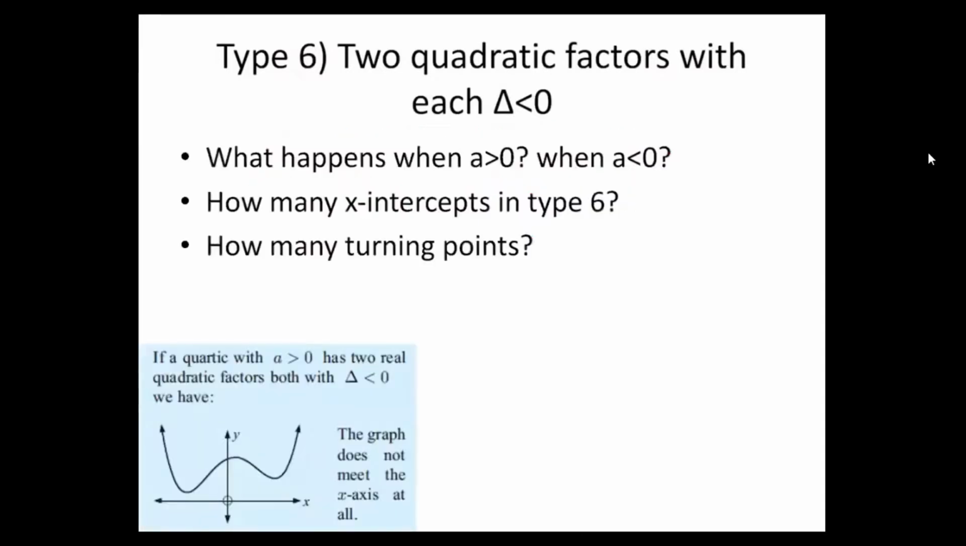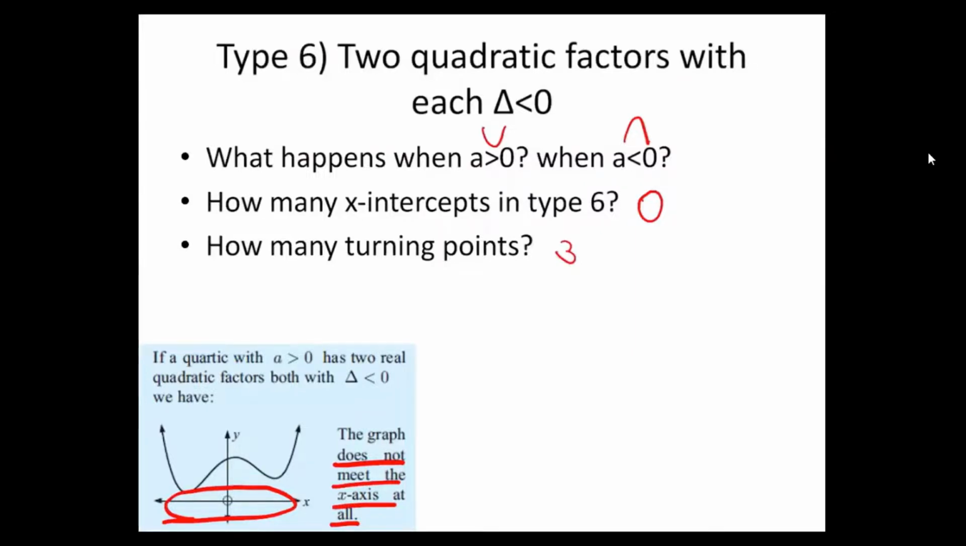let's just take a look at it. It's going to be floating, okay? So it does not meet the x-axis at all. It's floating. You can see there's nothing. So same thing, it's concave up or down depending on a. And how many x-intercepts? Nothing. Okay, turning points? Yeah, I can have maximum 3. All right?